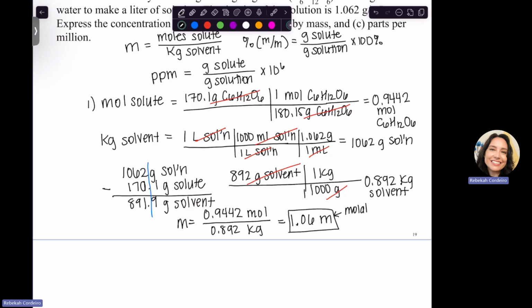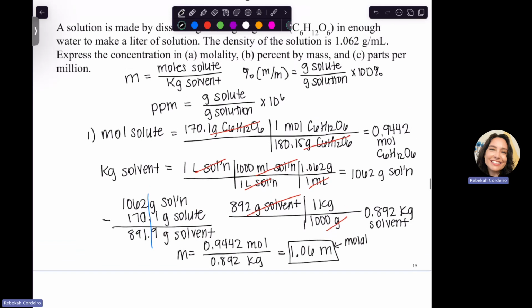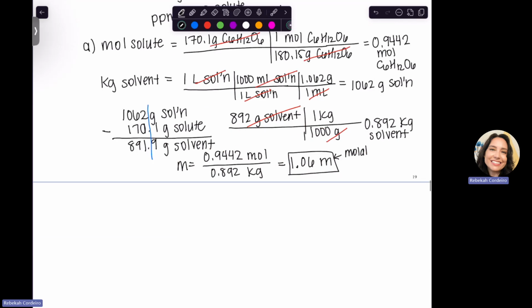All right, let me know if you have any questions about that. For the second part, that was A. So for the second part, we want percent by mass. So we need to find the grams of the solute, which is easy because that's 170.1 grams. And then we need to know the grams of the whole solution. So we can find that by saying we have 1 liter. Oh, we already found that actually. So we know that's going to be 1062 grams of solution.